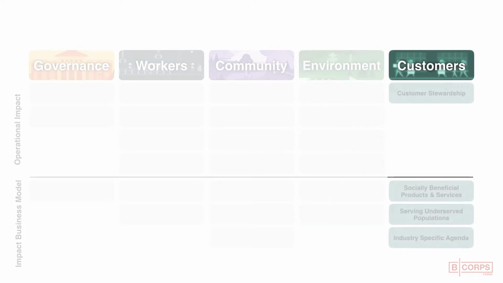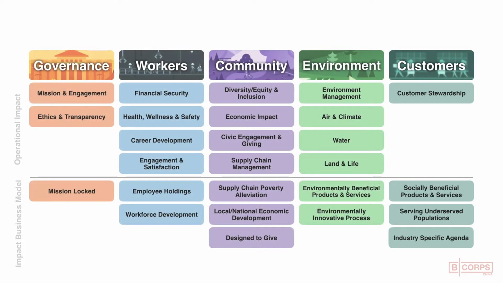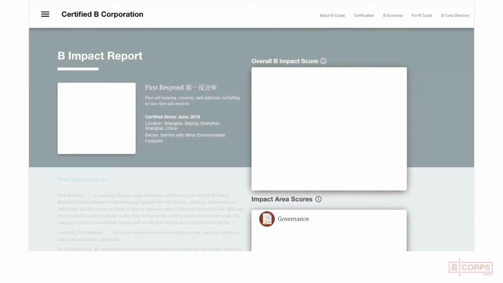Fifth, the customer dimension. This focuses on the extent to which a company's products, services, or its business model can address specific social or environmental issues. This was an overview of the 5 dimensions that the BIA uses to assess corporate impact. Next, let's look at the case and analyze an actual report to see how the BIA evaluates a company's impact.